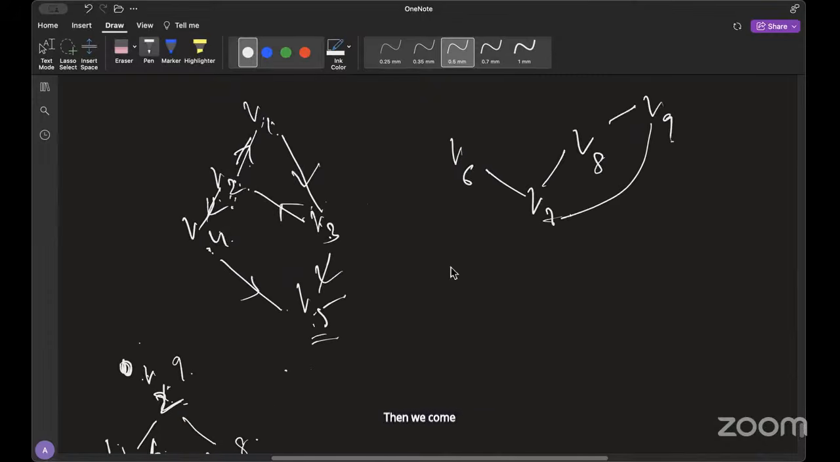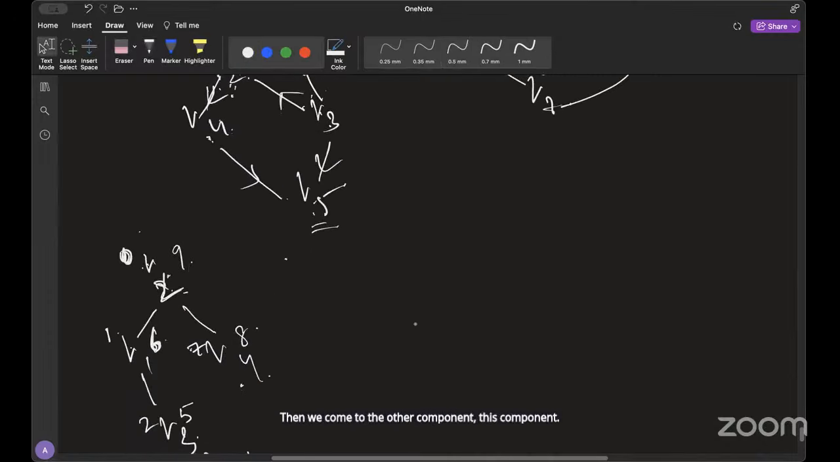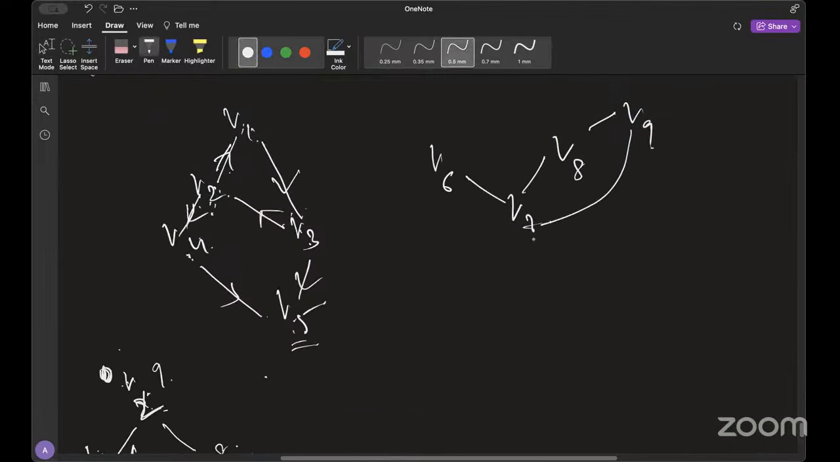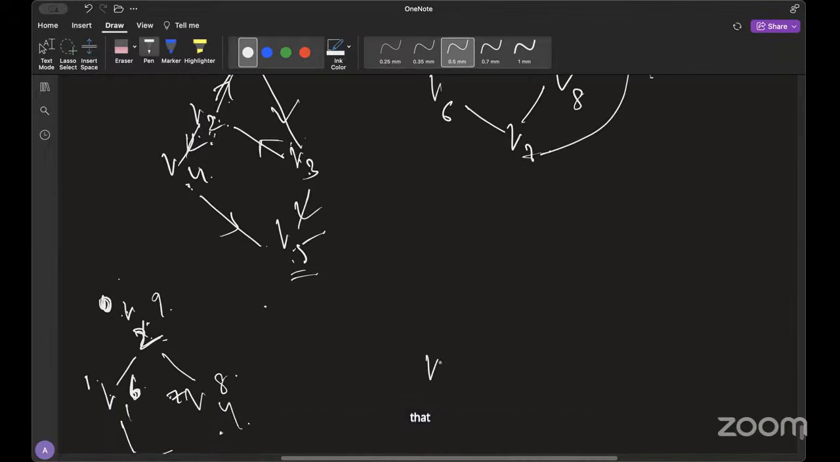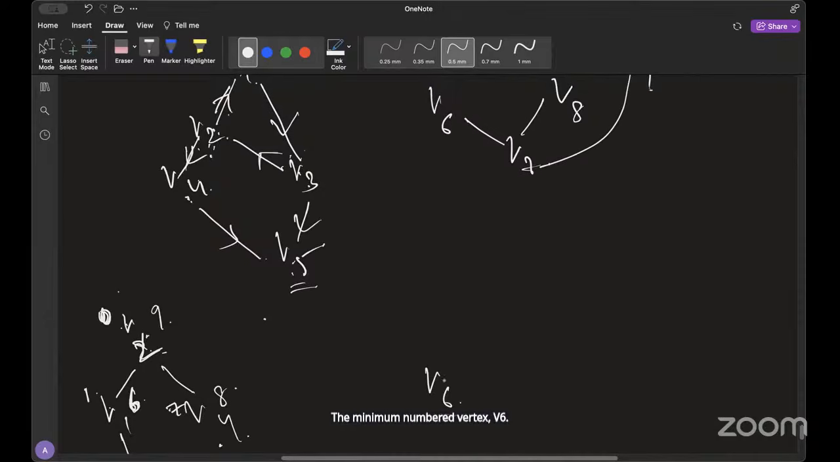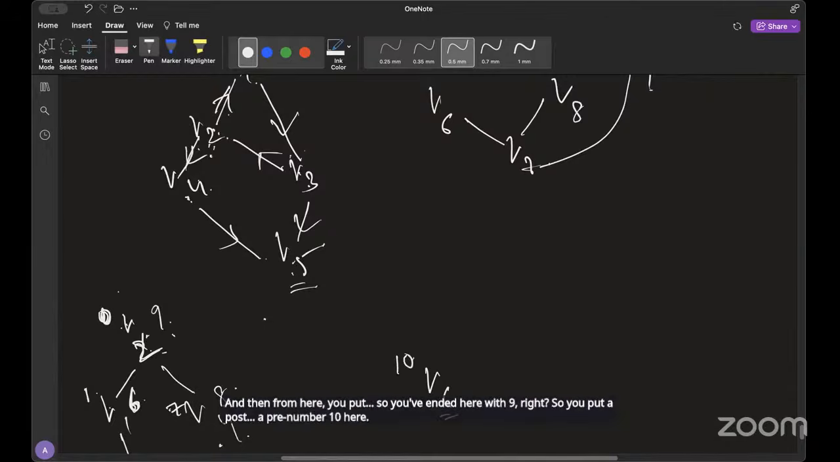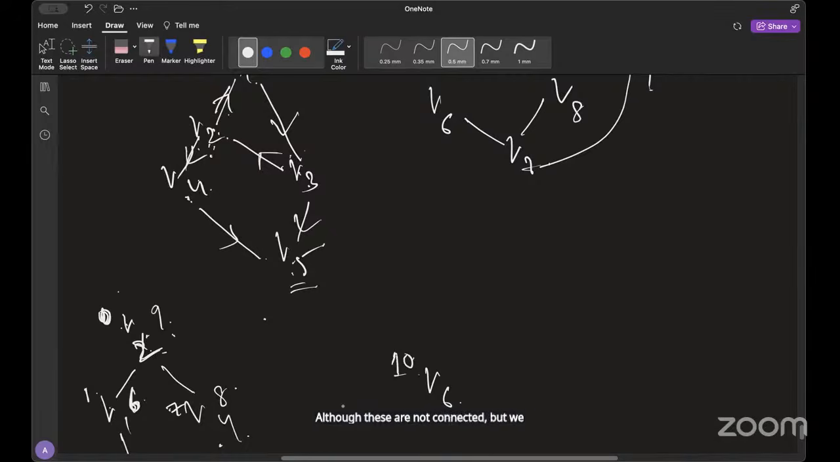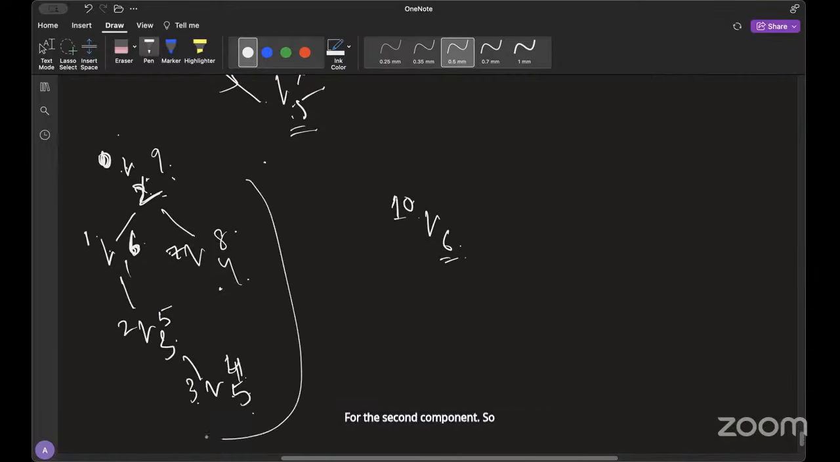Then we come to the other component, this component. And the convention, this is just a convention, not a rule, is that you start with the minimum numbered vertex, V6. You've ended here with 9, right? So you put a pre-number 10 here. Although these are not connected, we start from here for the second component. So this is component 1.